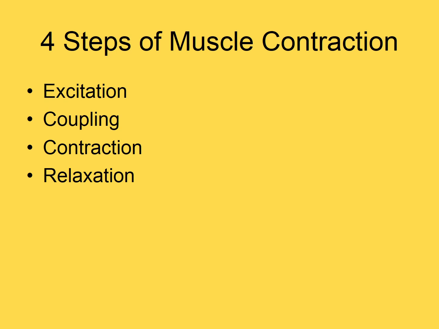There are 4 steps of muscle contraction: excitation, coupling, contraction, and relaxation. The process of contraction and relaxation requires energy, that's ATP. Contraction also requires calcium, right, which functions as a catalyst.